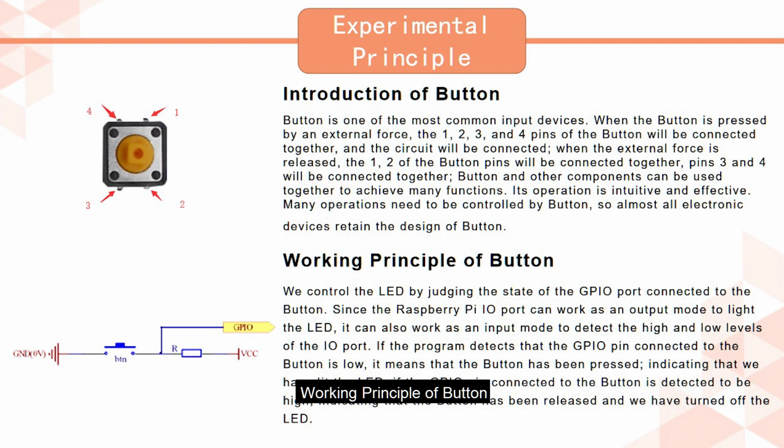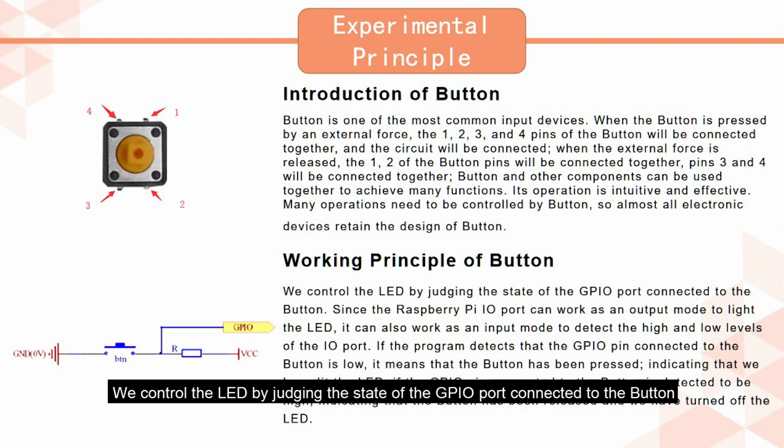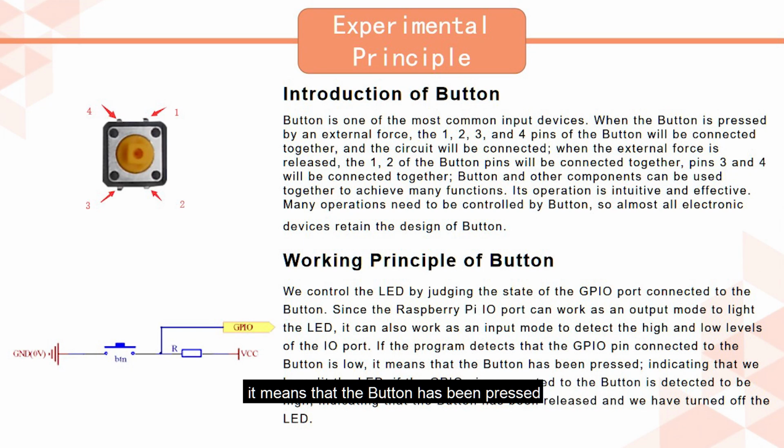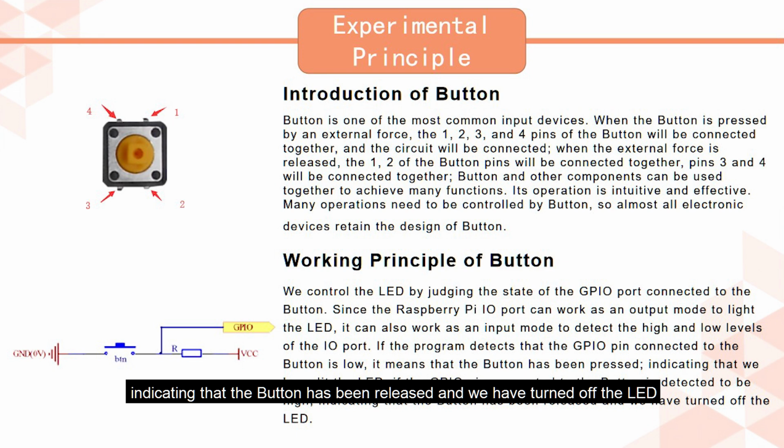Working principle of the button. We control the LED by judging the state of the GPIO port connected to the button. Since the Raspberry Pi I/O port can work as an output mode to light the LED, it can also work as an input mode to detect the high and low levels of the I/O port. If the program detects that the GPIO pin connected to the button is low, it means that the button has been pressed, and we light the LED. If the GPIO pin connected to the button is detected to be high, it means that the button has been released and we turn off the LED.